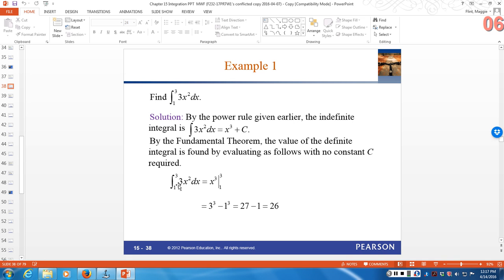Right. You take the 3 and plug it into x cubed, and you take the 1 and plug it into x cubed, and then you subtract. That's it. And that's the basic method for all of these. Because if you have 3 squared plus C minus 1 squared plus C, then it's C minus C, and they cancel.